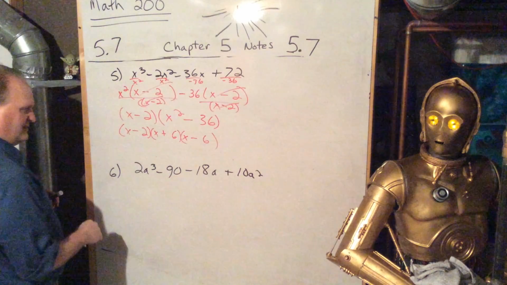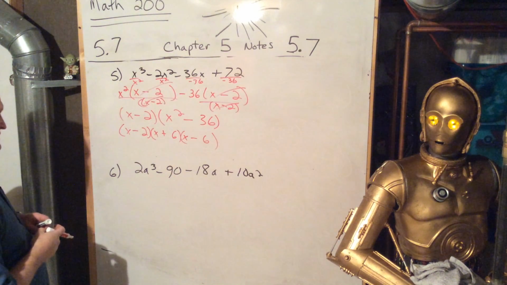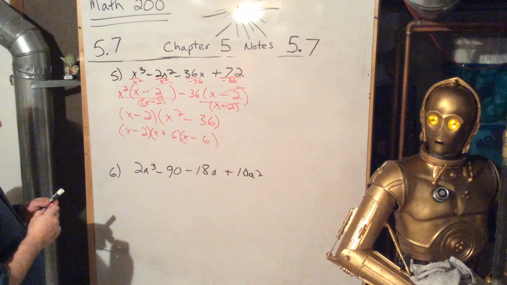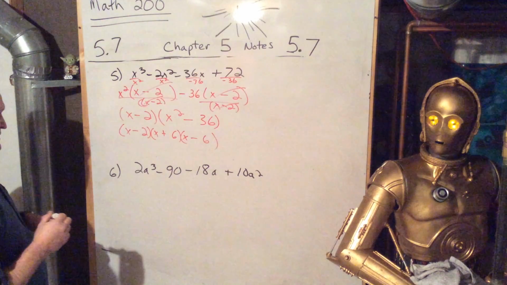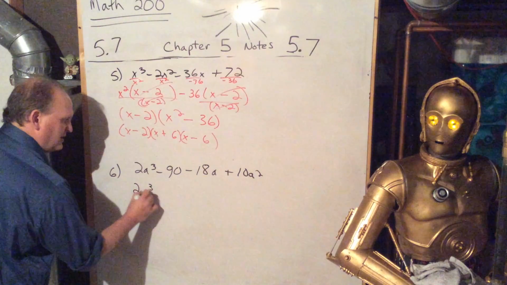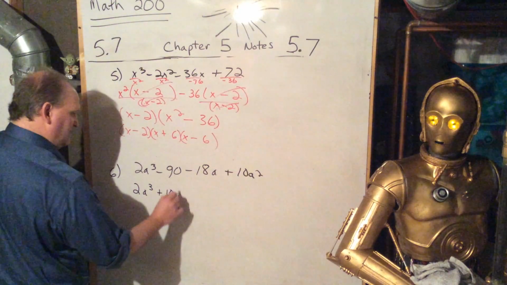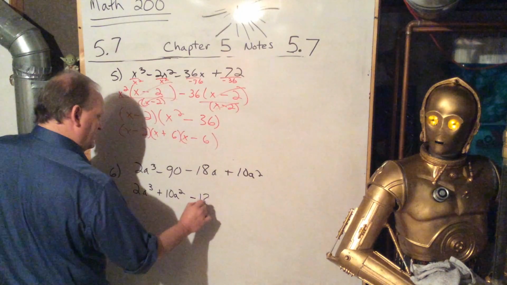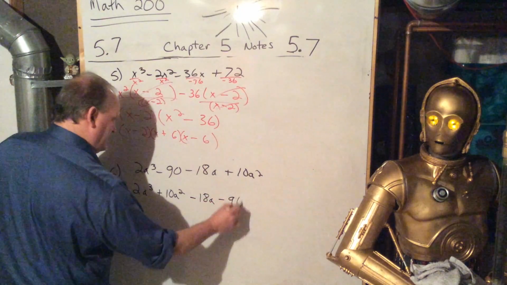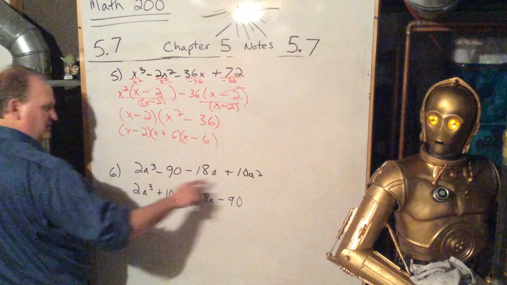This one, do we have to do a little rearranging, huh? Let's rearrange. So we have 2a to the third. Let's put the plus 10a squared up front. Minus 18a minus 90. So we rearranged it. We put this there and put that last.